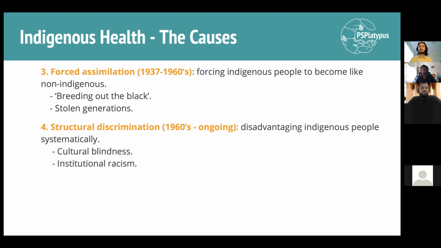Lastly, the structural discrimination from the 1960s until our time, which means disadvantaging indigenous people systematically by cultural blindness. And cultural blindness means that people think that their culture is the normal one and do not recognize other cultures. And institutional racism.